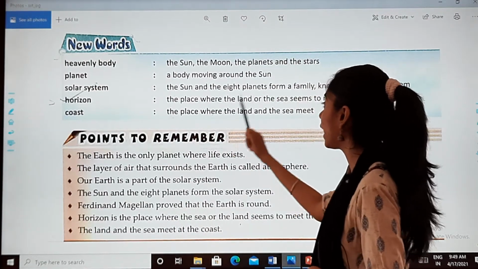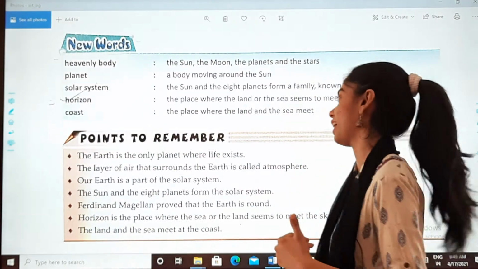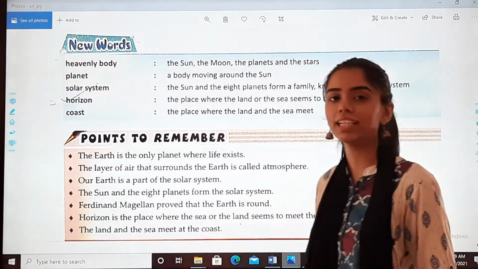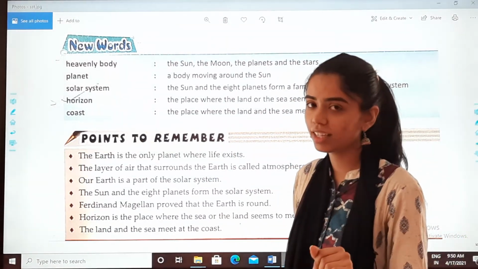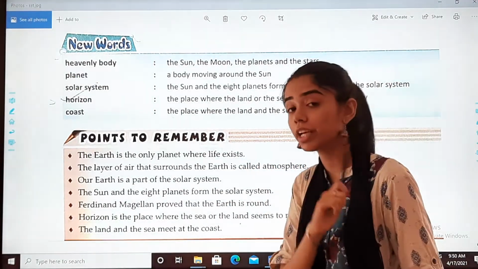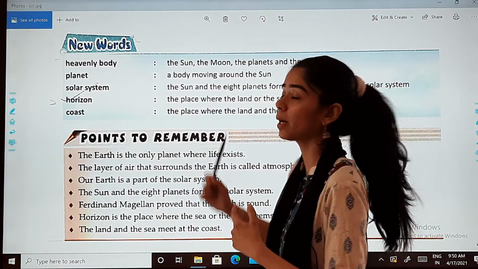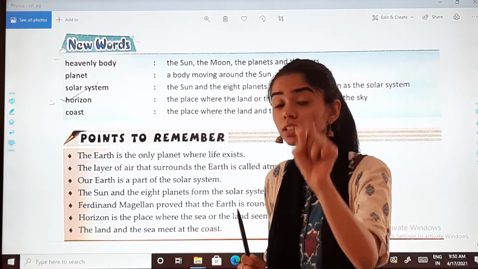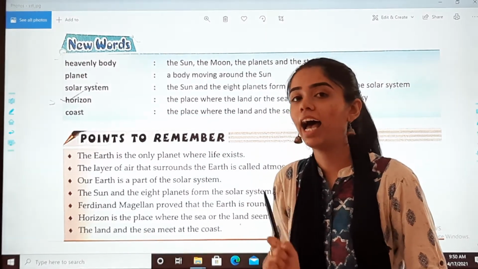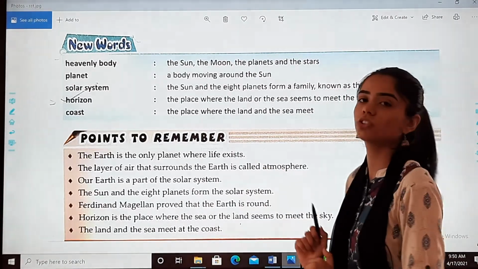Horizon, the place where the land or the sea seems to meet the sky. And coast, the place where the land and the sea meet. Is it clear? This was the chapter. And these new words are in your textbook also at the end of the chapter, children. In every chapter, we learn some new words. So whenever you start in the book, you should also write these new words in your notebook. And if you feel like revising whatever we learned, just read the points to remember.